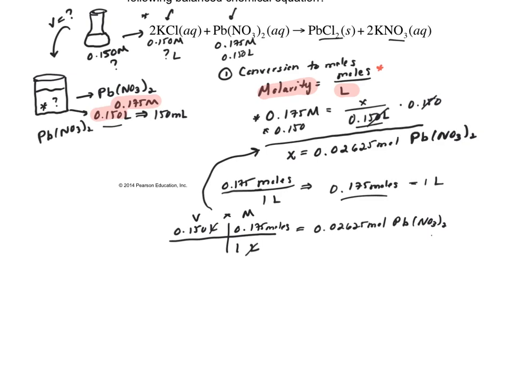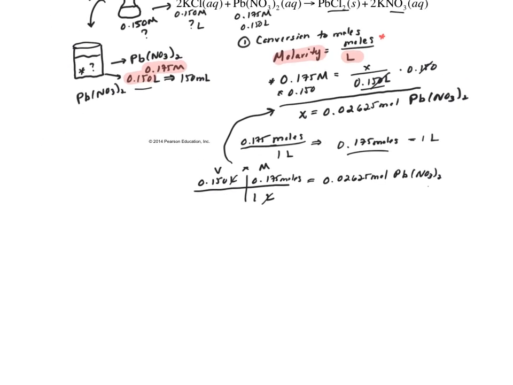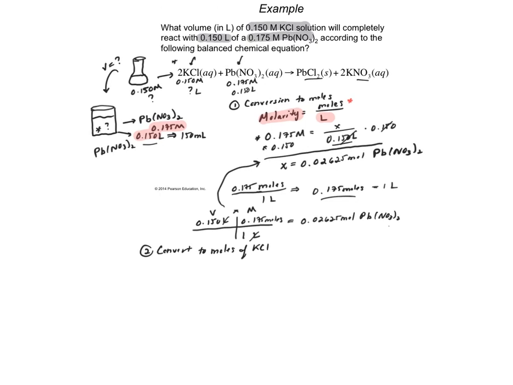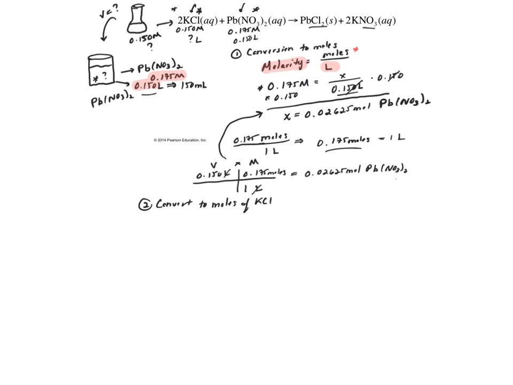Okay, so that's step number 1. Step number 2, we're going to convert to moles of whatever we're solving for, our unknown. This ends up being KCl. So the question here we had was, how much KCl do we use to completely react with this amount of lead nitrate? And so now we know our moles of lead nitrate. We're going to utilize that to convert to moles of KCl that we need.